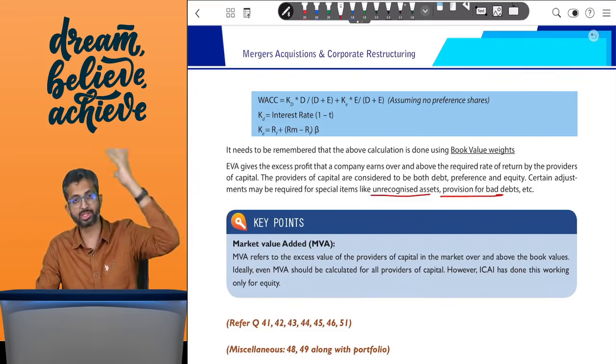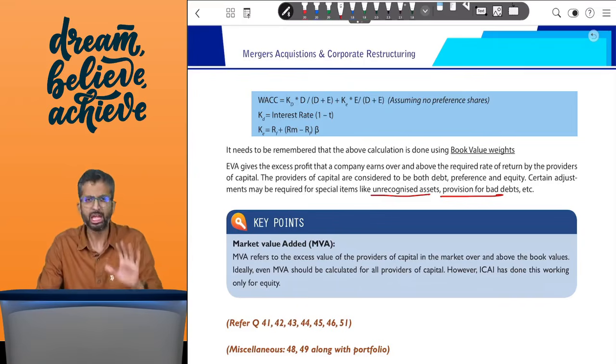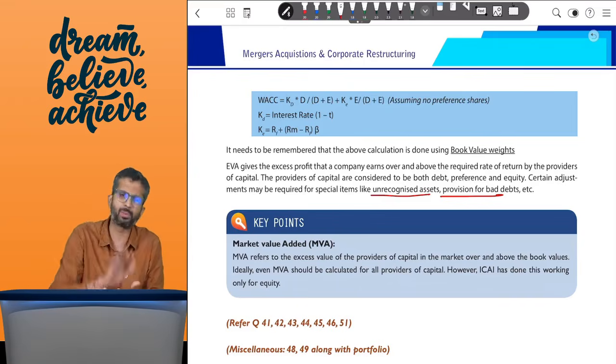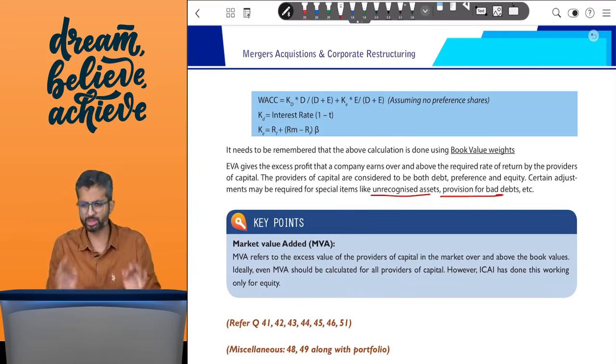Well, Stern Value Research has recommended close to 150-160 adjustments. The Institute has not done that. For you, if you remember these couple of adjustments, that is sufficient, though most of the questions will be direct questions.